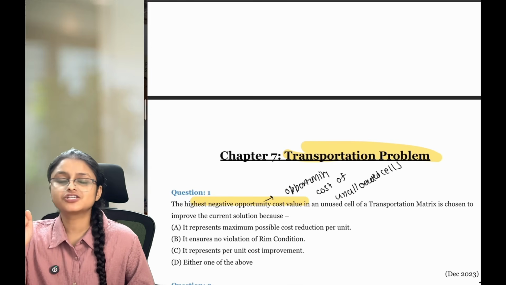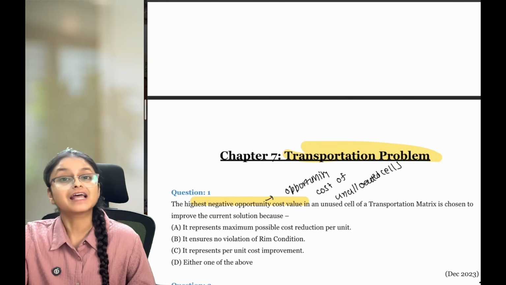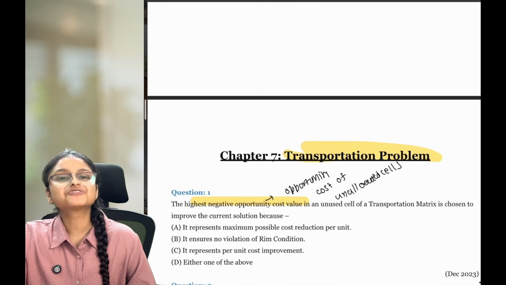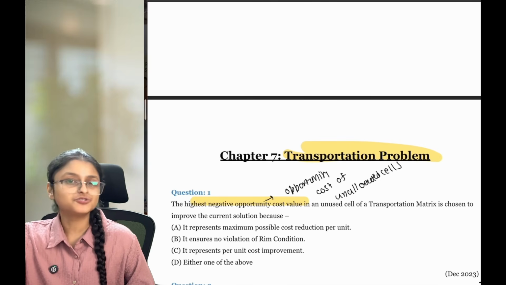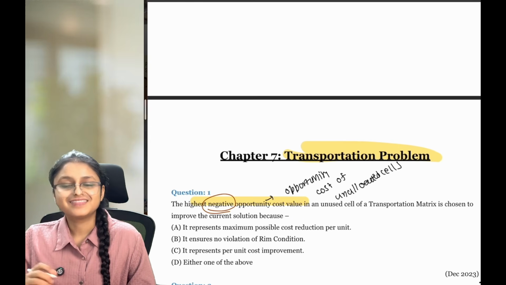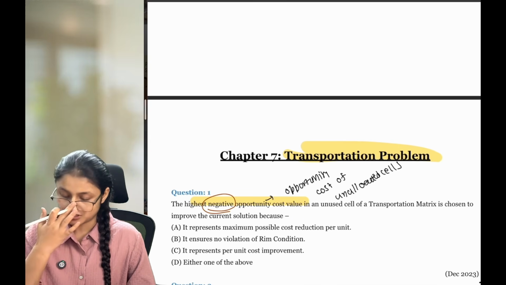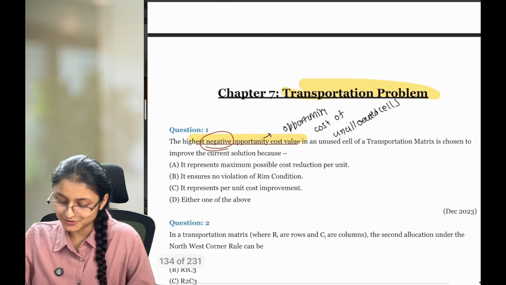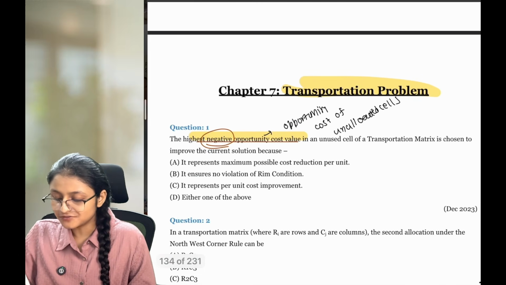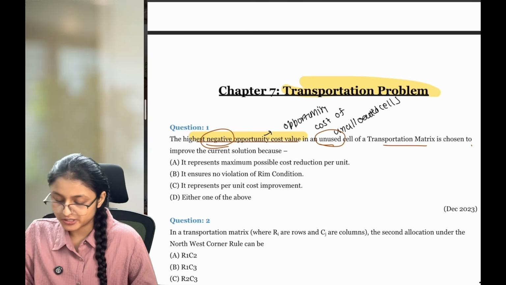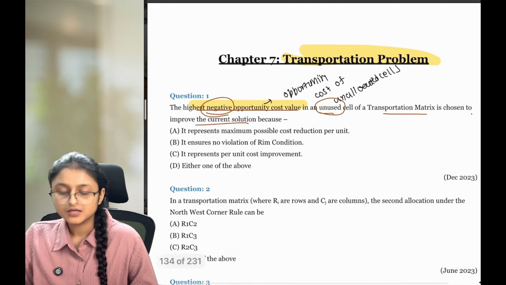In optimization, we first calculate U and V using our allocated cells and then we calculate the opportunity loss of unallocated cells. If the opportunity loss is 0 or positive, that means you reach the optimality. If the opportunity loss is negative, then you need to improve your solution. For improving the solution, we start with the highest negative opportunity cost value. So, the highest negative opportunity cost value in an unused cell, that is an unallocated cell of a transportation matrix, is chosen to improve the current solution.